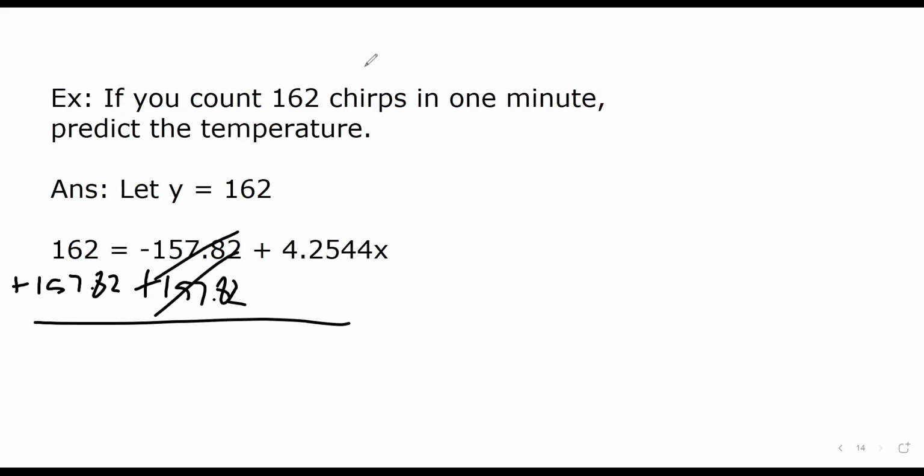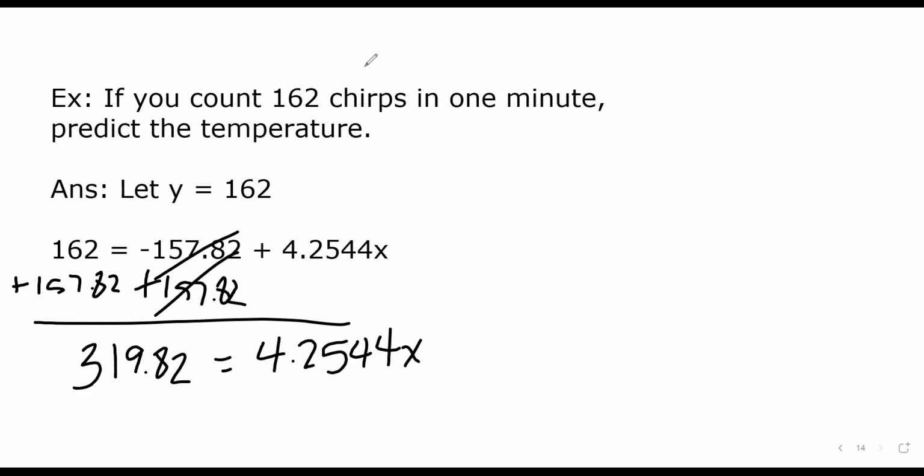As soon as I add 162 plus 157.82, 319.82 is the sum. The negative 157.82 cancels on the other side. That leaves us 4.2544x. And as you said, to undo the multiplication, you would divide both sides. You divide both sides by the number that you don't want on the x.